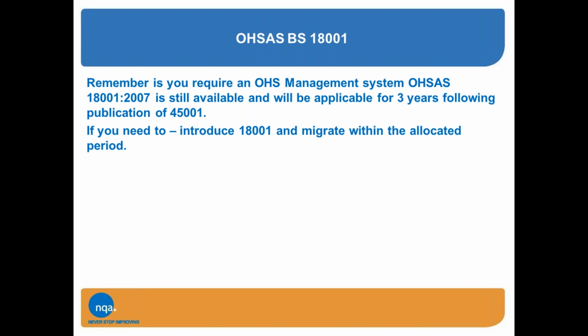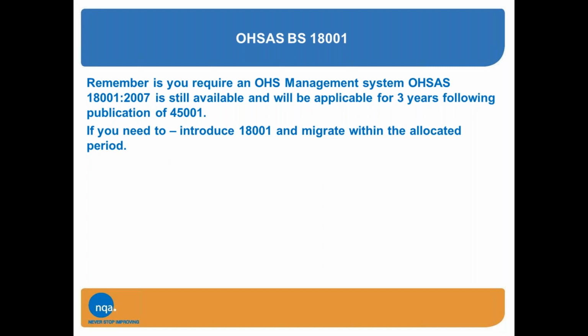If you've got an existing management system of 18,001 or you require one, then OHSAS 18,001 is applicable for 3 years following the publication of 45,001. So therefore, it will be available and is suitable and appropriate until 2021. March 2021 is when OHSAS BS 18,001 will be withdrawn and fully replaced with 45,001.